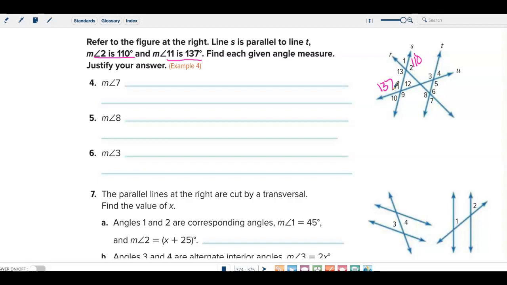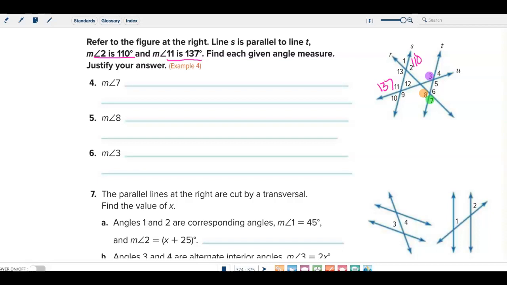So we need 7. I'm going to highlight these. So we need 7, 8, and 3. Those are the angles that we need to figure out. What do you want to do first?